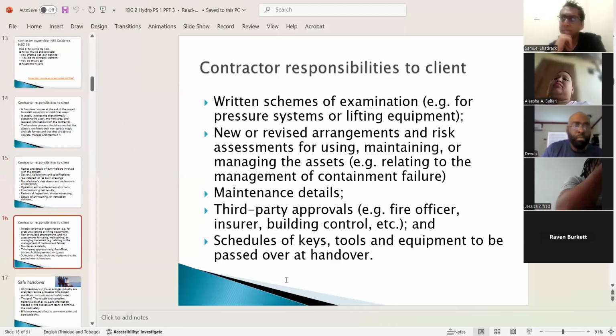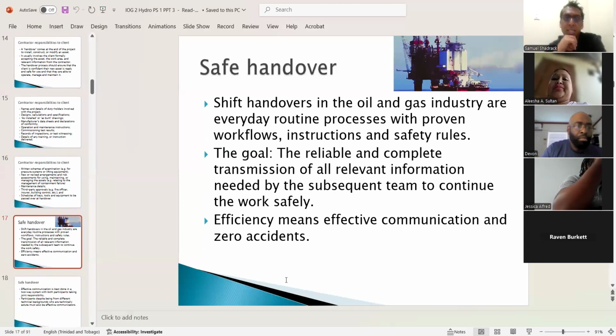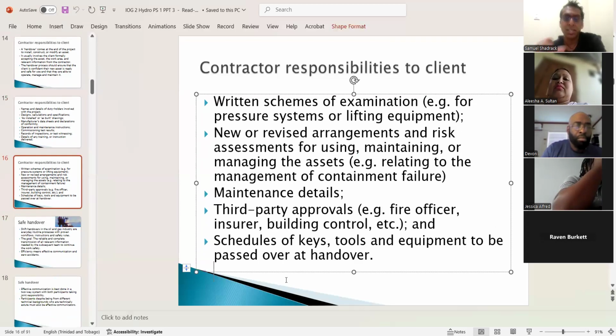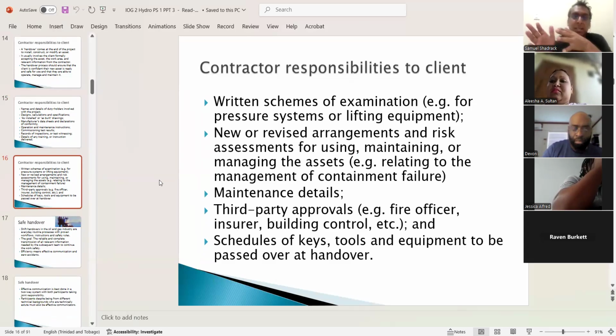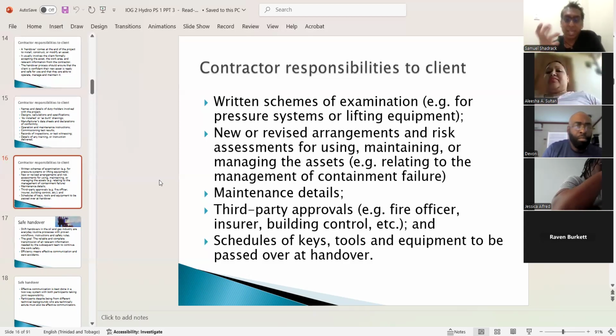Somebody told me maybe I could read this slide and I'll tell you. Written schemes of examination. So whatever the contractor did has to go back to the client. Maintenance details, third party approvals, fire officers, insurers, building control, whatever. If it was a building or part of a building, then whatever keys, tools, and equipment must be passed back over to the client.